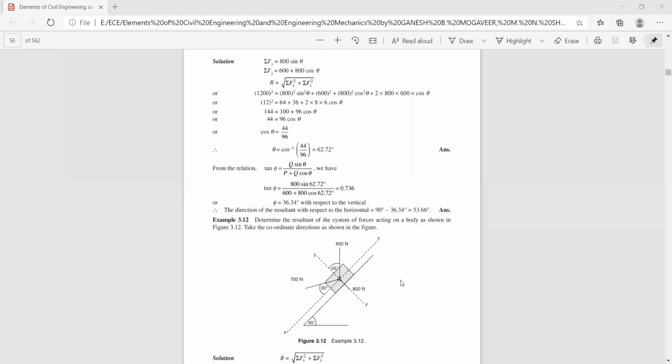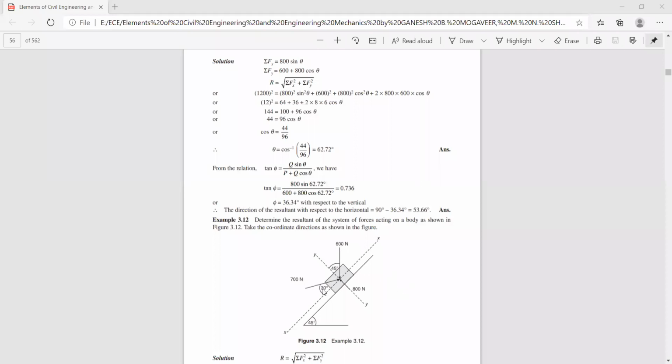Now we shall find sigma F of x. You can see the direction of this force. This force is acting in the fourth quadrant, correct? You can see the sense of the arrow. If you resolve this force, its x component is plus 700 cos 30. And if you separate this other force and draw a separate figure, this force is directed towards the third quadrant. If you resolve this force, this angle is also 45 degrees. It is minus 600 cos 45.